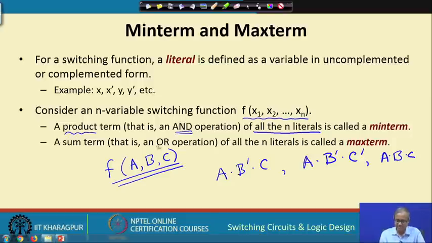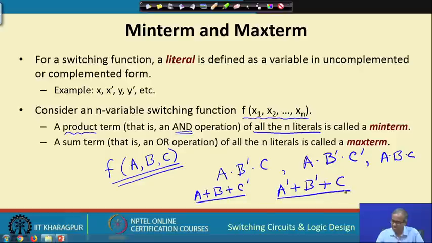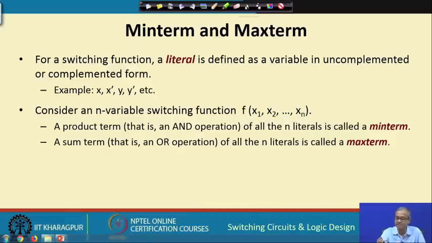Similarly, maxterms refer to the OR operations. So, again for this 3 variable function, if I write some term, let us say a plus b plus c bar, this is a maxterm. Then similarly, a bar plus b bar plus c, this is also a maxterm. These are the basic definitions.